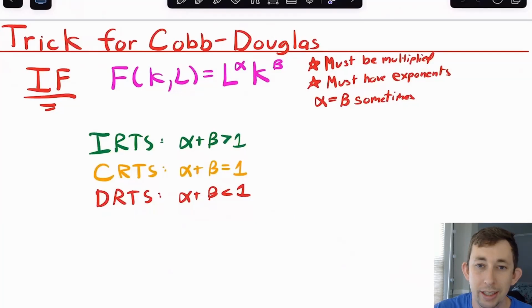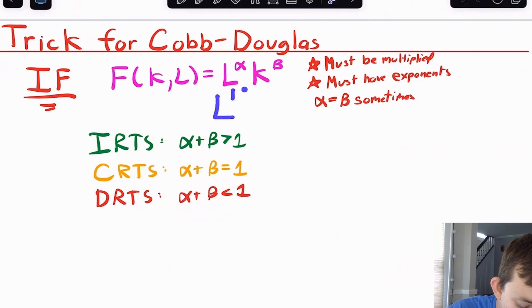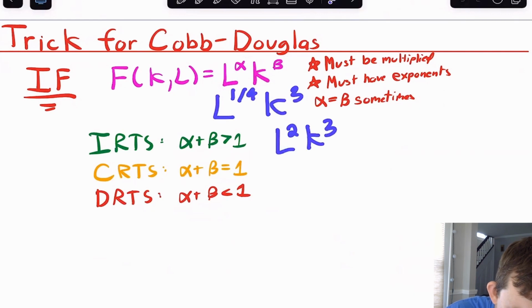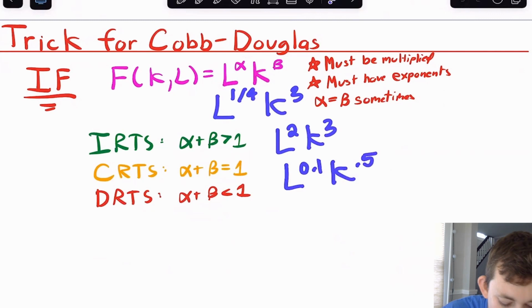Now it's unclear if this is going to be on the AP exam or not, but it might be, and this might help you. You have a very special production function, which is Cobb-Douglas. It looks like this, L to the alpha, K to the beta, which means that it could be something like L to the 4th, K to the 3rd, or it could be L to the 2nd, K to the 3rd, could be L to the 0.1, K to the 0.5, something like that.